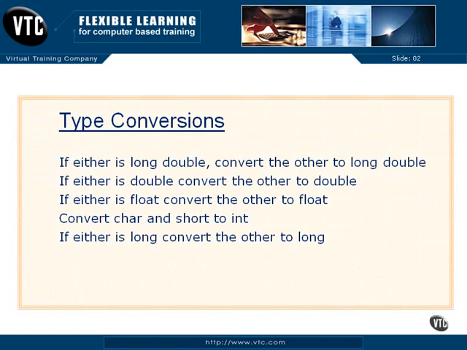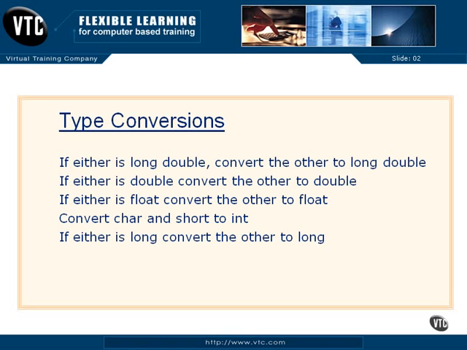Here are the general rules, and this is straight from K&R. If either operand on either side of the operator is a long double, then the other one will be converted to long double. If either is a simple double without the long extension, then convert the other to double. If either is float, convert the other one to float.